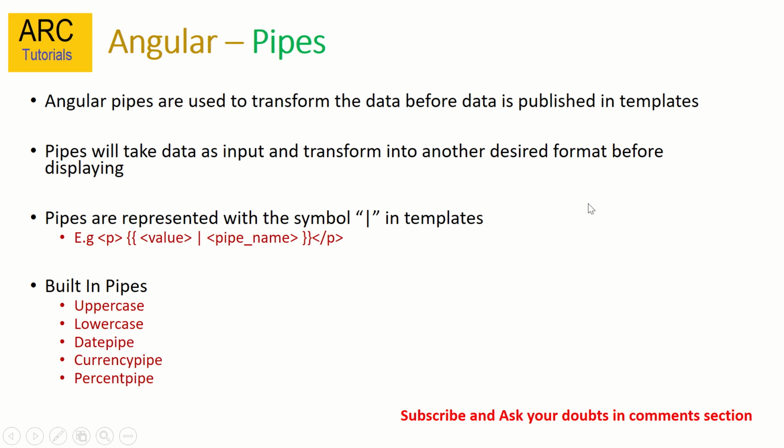All right, so what are Angular pipes? Angular pipes are used to transform the data before it is displayed in our templates. Pipes take some data as input and then transform it into another desired format before displaying it. Pipes are represented with the pipe symbol in templates. For example, we use an interpolation with a value, the pipe symbol, and then the pipe name. We'll see that in practice in just a bit.